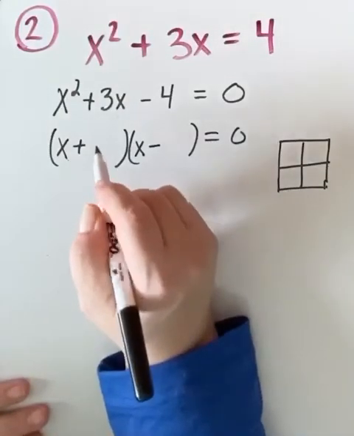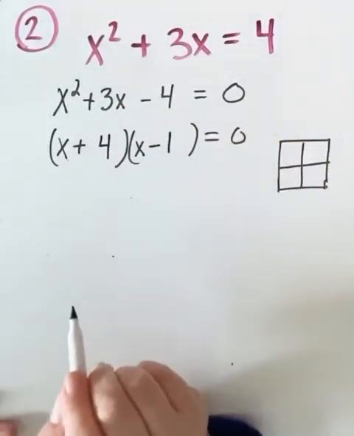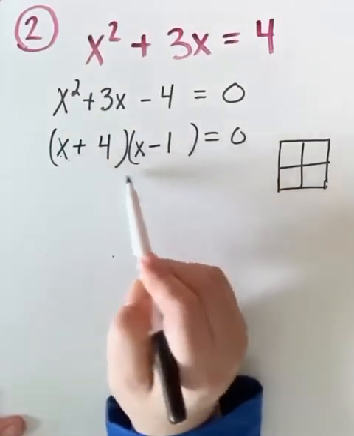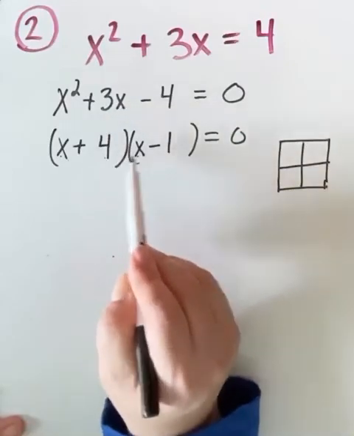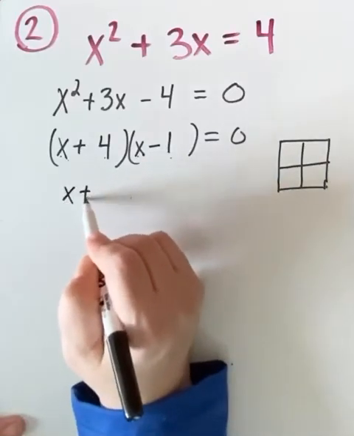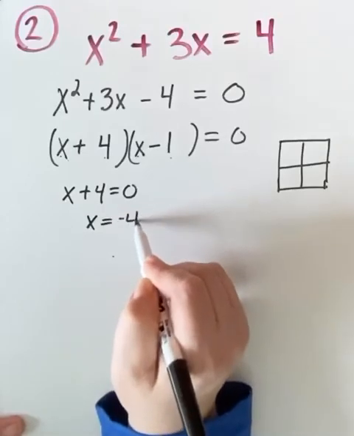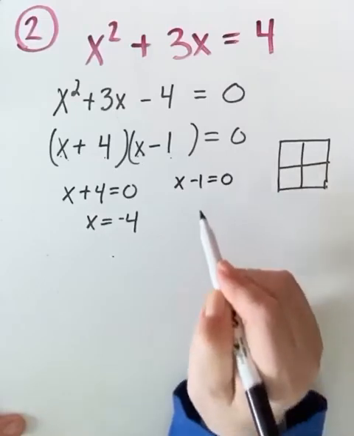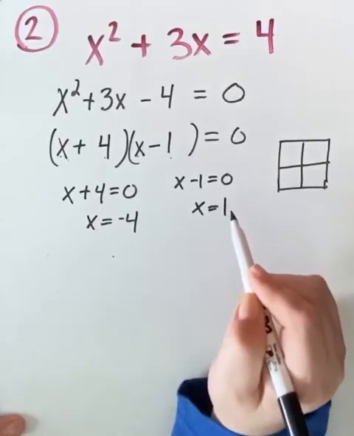When we look at our factors though, we should have x plus 4 and x minus 1. That helps us to get x times x is x squared. -1 and positive 4 gives us a positive 3. 4 times a -1 is -4. And now we're ready to solve. So I'm going to set this equal to 0 to find out we have an intercept at -4, and this equal to 0 to find out that we have an intercept at positive 1.